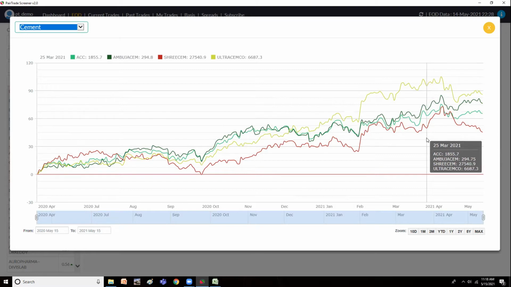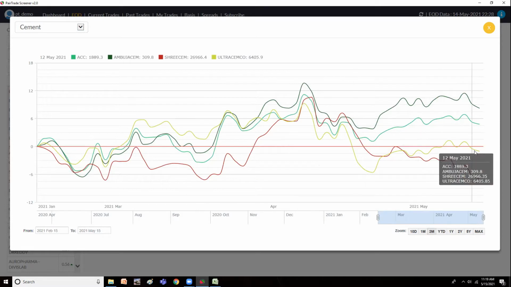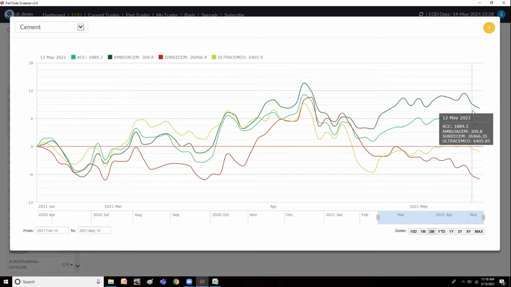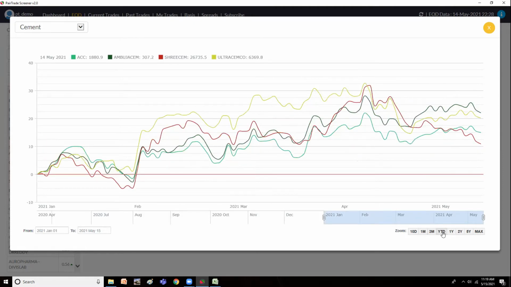Here you see Ultratech is outperforming, if we are taking May 19th as the base price, right? Suppose in the last 3 months, Ultratech is underperforming and Shree Cement is further underperforming. The outperformer is Ambuja Cement. So depending upon the start date, we can see this is year to date. It takes from Jan 1st onwards. So it is calculated.